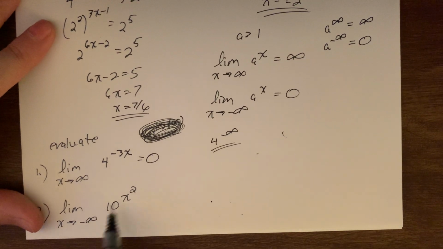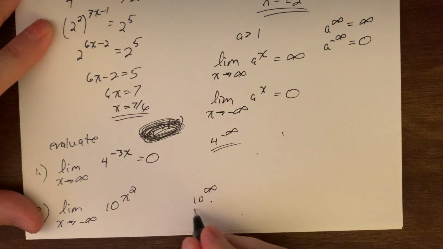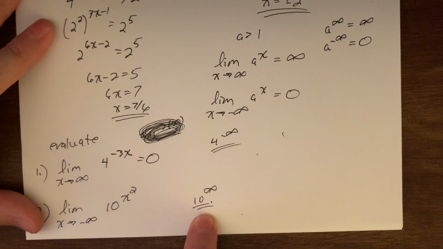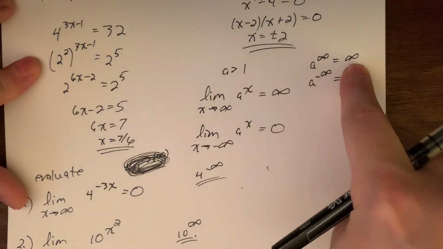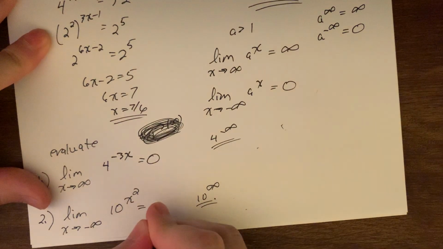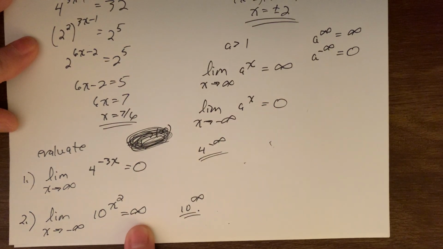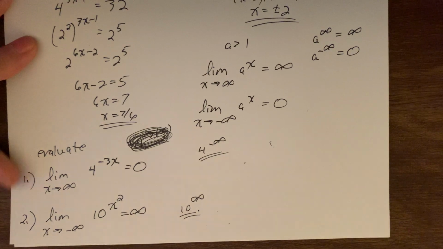Better habit, 10 to the negative infinity squared. Huge negative number squared becomes a huge positive number. This is becoming this, so we're not in this situation, we're actually in this situation. This answer is infinity. Okay, let's just do 2 more here.